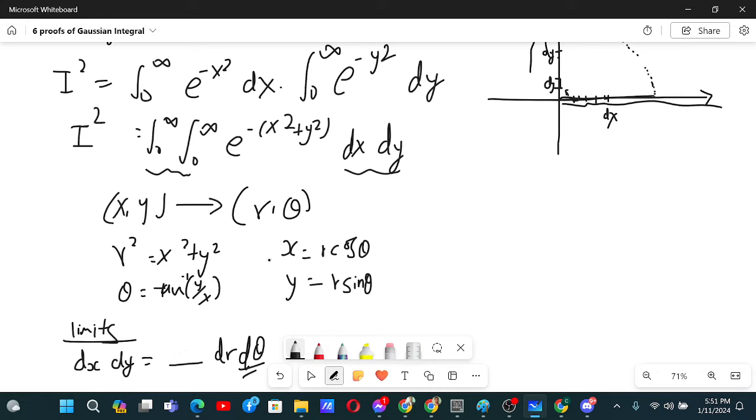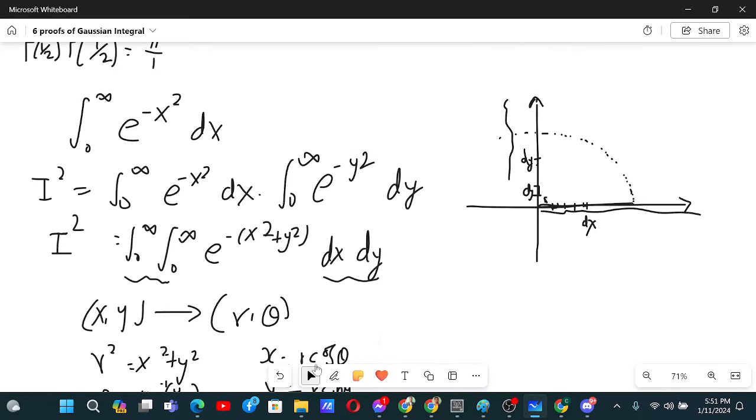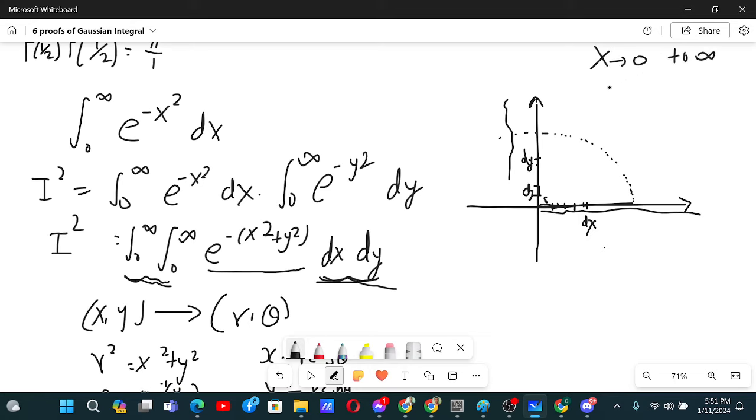And now let's try to find the limits of integration. How do we find that? Basically, we need to be able to cover the same area as the dx dy covers when going in these limits. This is just the height of the 3D shape, and this is the area. So now our x is going from 0 to infinity, and y is also going from 0 to infinity.